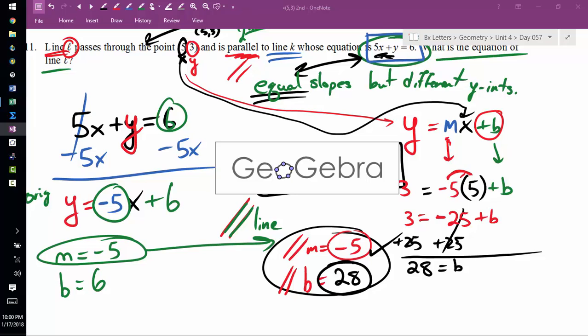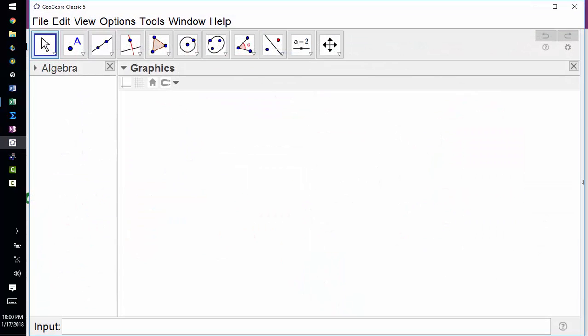And I can test this out. I can use GeoGebra and we can test and see if that really is our answer. But yeah, take that as a little hint, like maybe I should do some double checking.